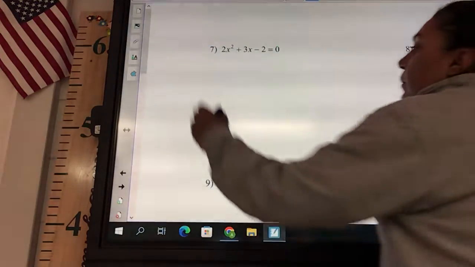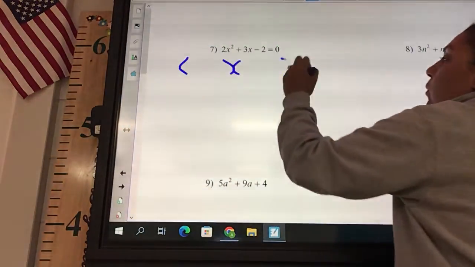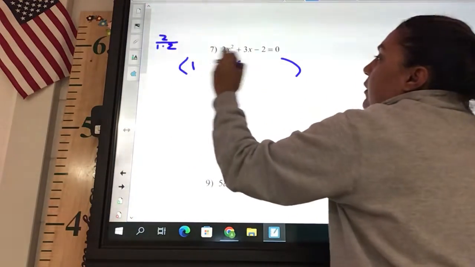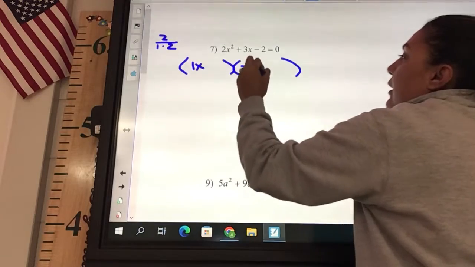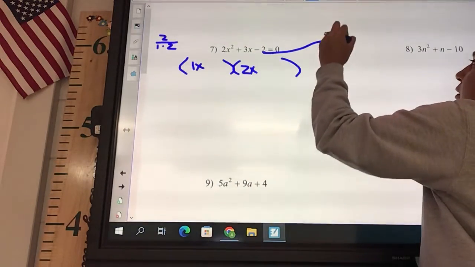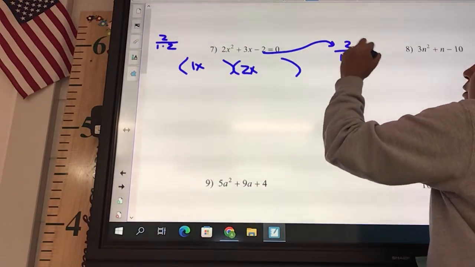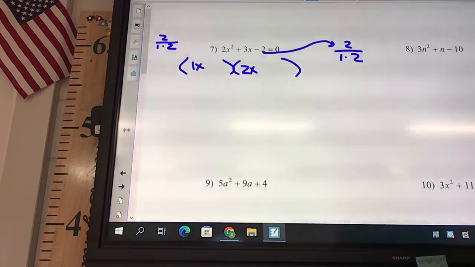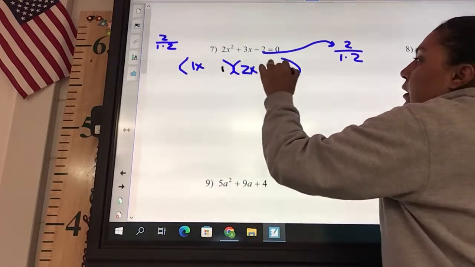Okay, 7. Here's our parentheses, and for the 2, I got 1 and 2. So we say 1 and 2, x and x. And then over here, I'm using this 2, so we say 1 and 2. So we got 2 options. We can put the 1, then 2 first, or the 2, then 1 first. So we're just going to do 1, then 2.